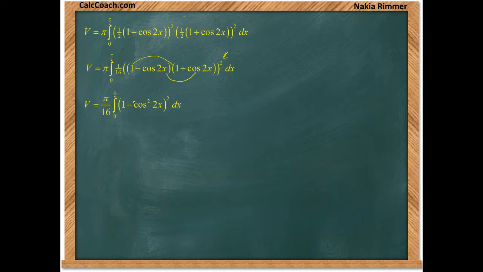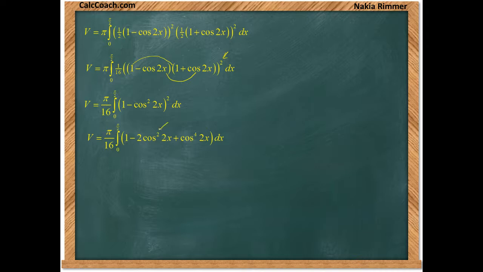It's just easier to deal with the binomial instead of the two trinomials that would have come out if we had squared them individually. So squaring this binomial, we'll get 1 minus 2 cosine squared of 2x plus cosine to the fourth of twice x. And we pull the 16 out, so now we have pi over 16.